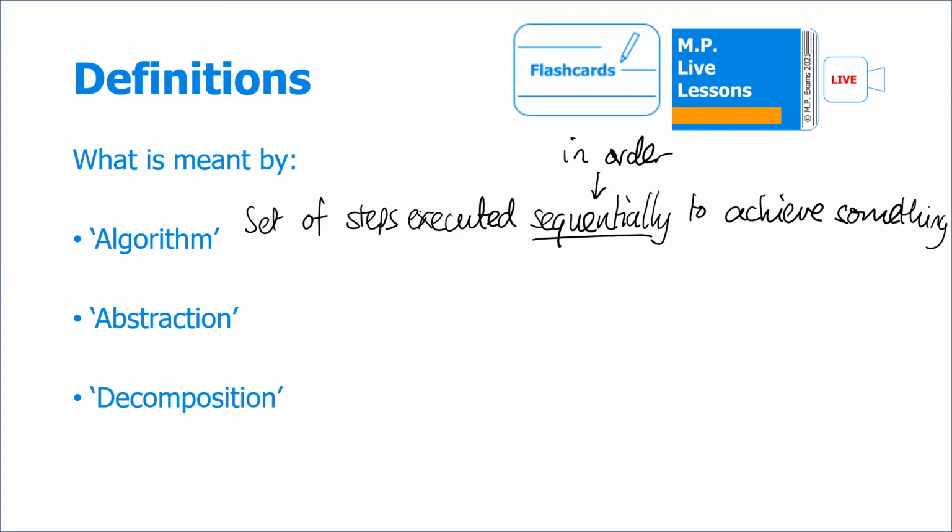Now, abstraction is where we remove unnecessary detail from a problem. So this is where, for example, when you go into your actual programming questions, you need to pick out what you need to do and ignore everything else that isn't relevant. So for the program to function, you may need to ignore things that aren't relevant, such as font types even.